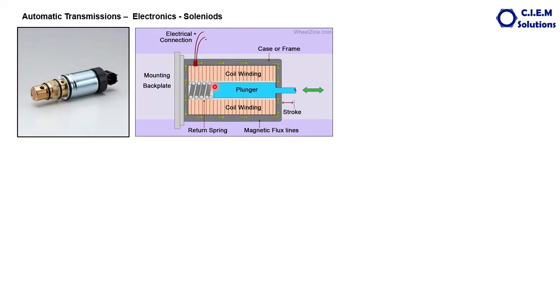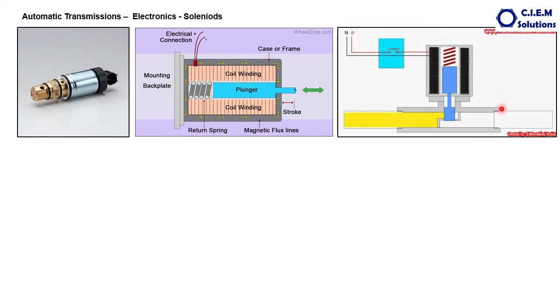Normally open solenoids mean when there is no power, the solenoid passage is open. This is a kind of normally closed solenoid, because when there is no power, the solenoid closes the passage. When the power is applied here, the solenoid is opened and the oil passage is made through.